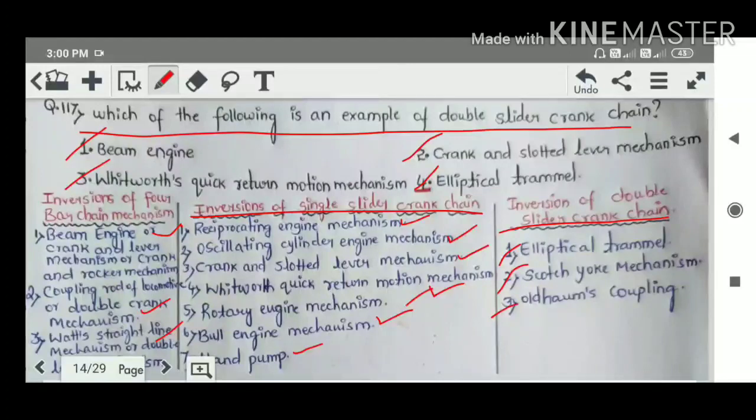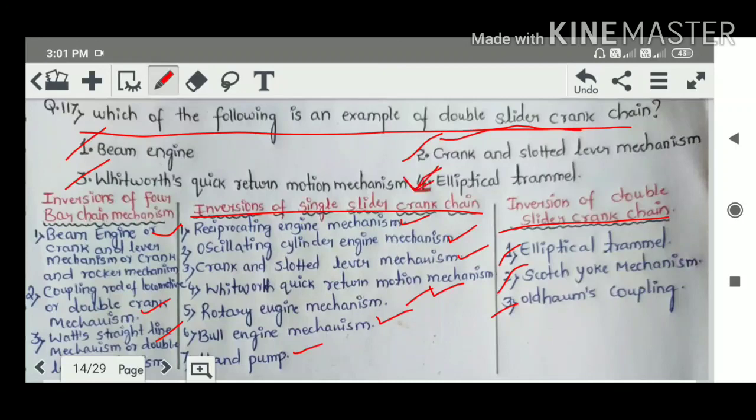Okay friends, beam engine is an inversion of 4-bar chain. Okay friends, and the second option is crank and slotted lever mechanism. This is an inversion of single slider crank chain. Third option is Whitworth quick return motion mechanism. This is also an inversion of single slider crank chain, but in the question it is asked for double slider crank chain. So the right option for this question is option number 4, elliptical trammel. Option number 4, elliptical trammel is the correct answer for this question.